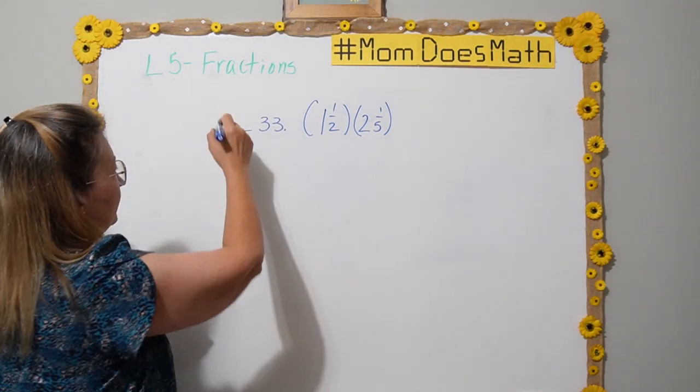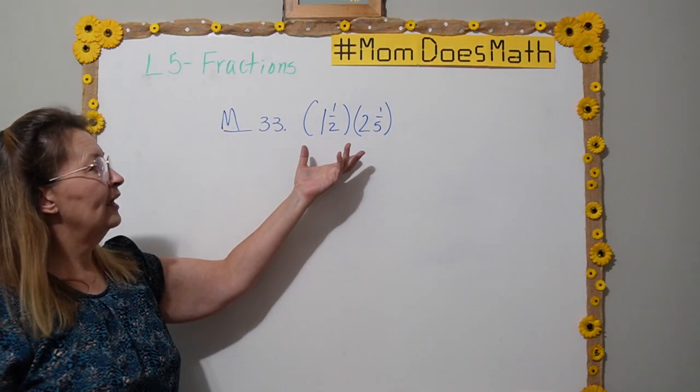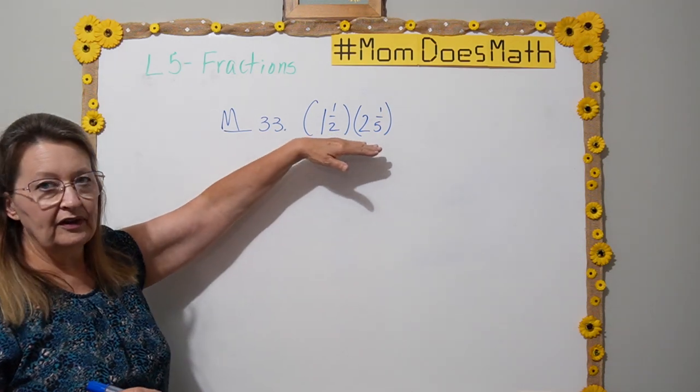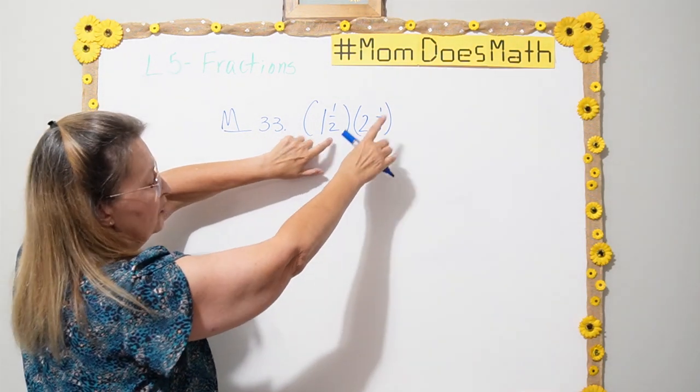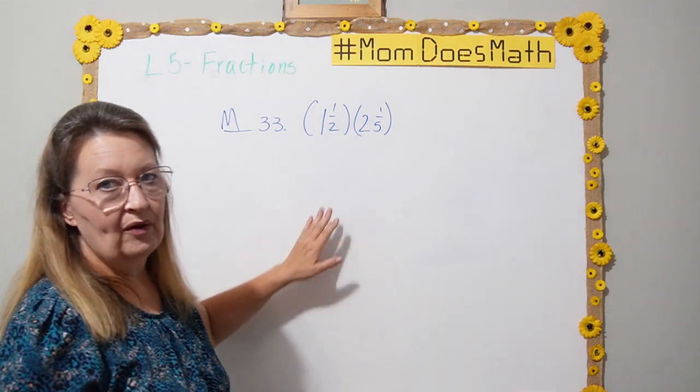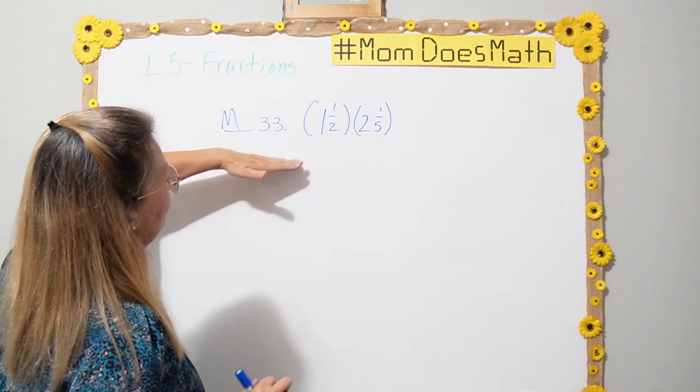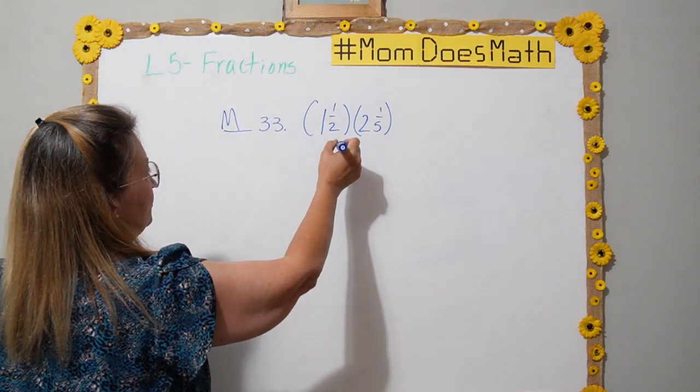Okay, number 33 is multiplication. Now, with multiplication, you do need to convert these to improper fractions. You can't just say 1 times 2 and 1/2 times 1/5. It doesn't work that way for multiplication. But what we can do is change it to an improper fraction.